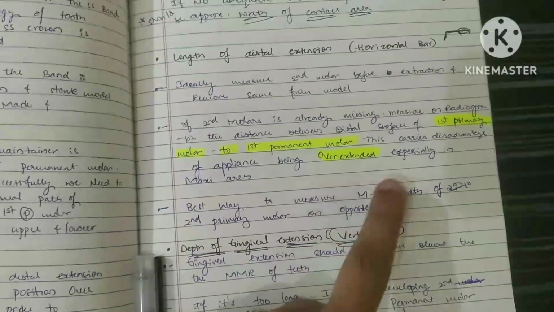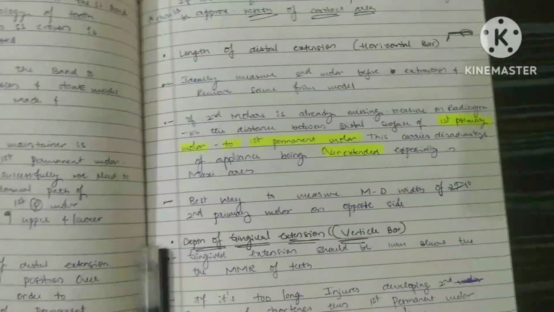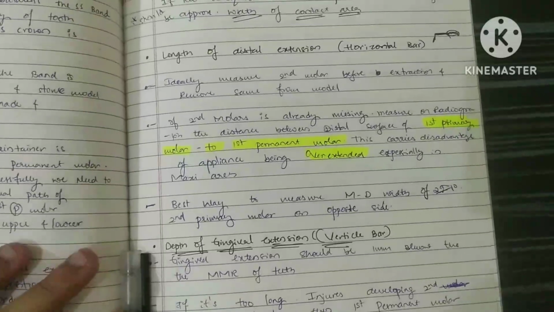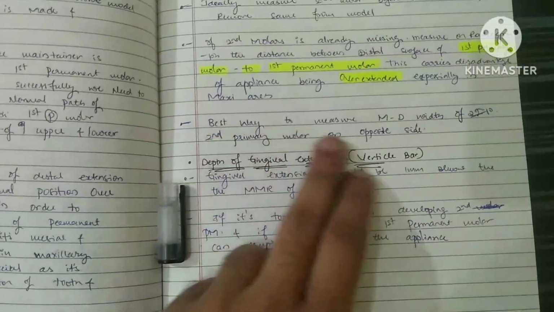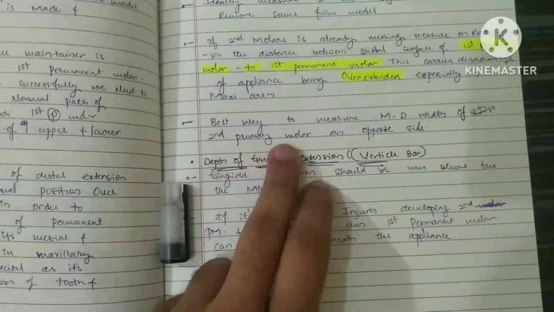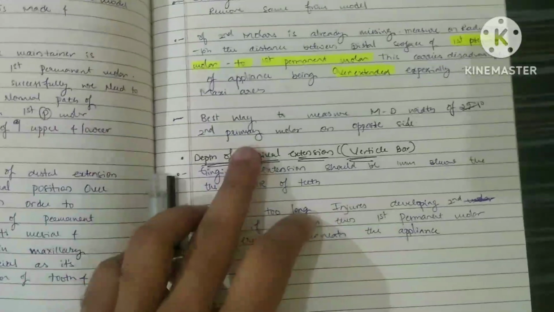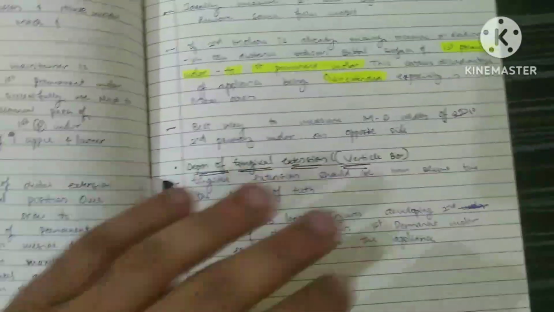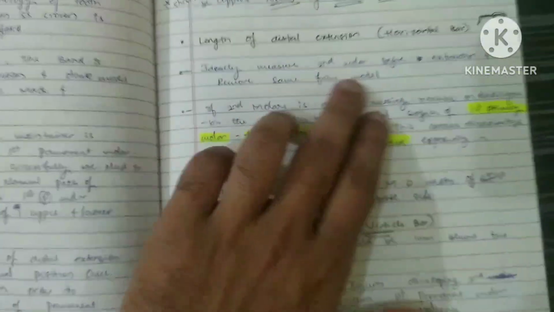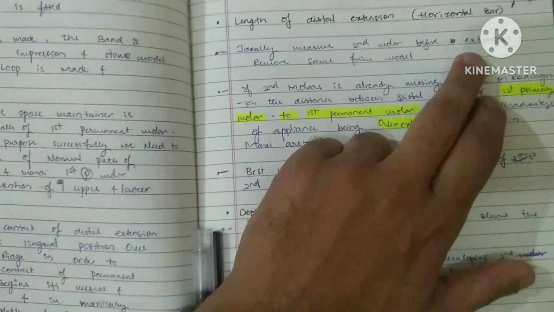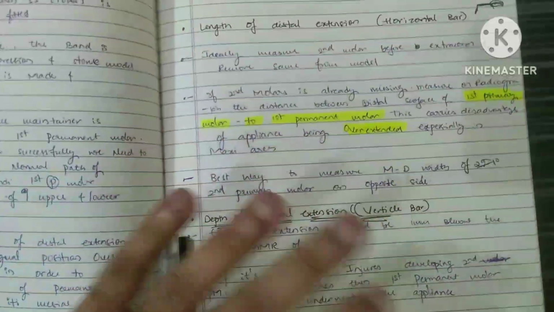What is that? Overextension. If it is overextended, then the patient is going to have the problem of food impaction and irritation. The best way is to measure the mesiodistal width of the second primary molar of the opposite side. We take the mesiodistal width of the second primary molar in the opposite quadrant. This is the best idea rather than the radiograph. Ideally, if the second molar is present, we extract it, take that mesiodistal width, and then prepare a study model out of it.